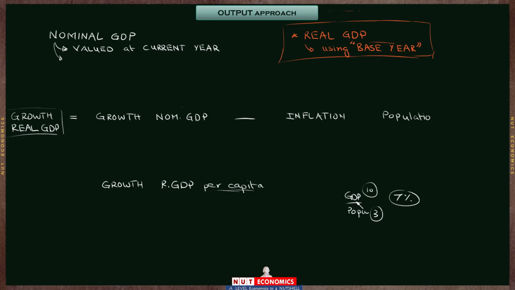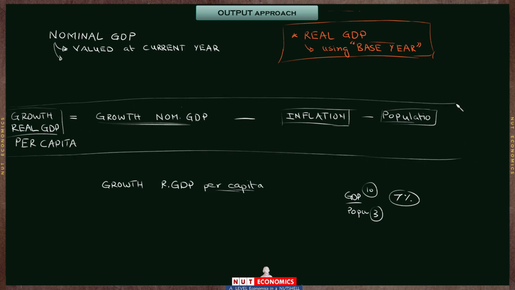So what you will see in your exam is that you will have the nominal GDP growth rate, the inflation rate, and the population growth rate. And when you have to calculate the growth of real GDP per capita, from the growth rate of nominal GDP you will first subtract inflation. That will give you real GDP growth. And then you will subtract the rate of growth of population, and that will give you the growth of real GDP per capita. So this is, again, as I have been telling you, an equation that you need to remember.